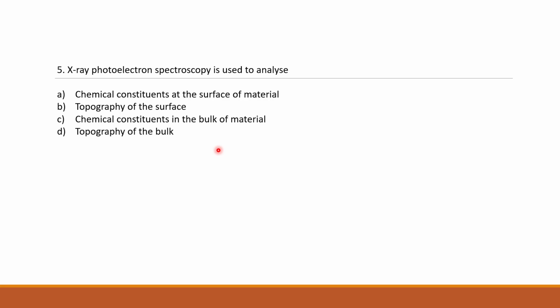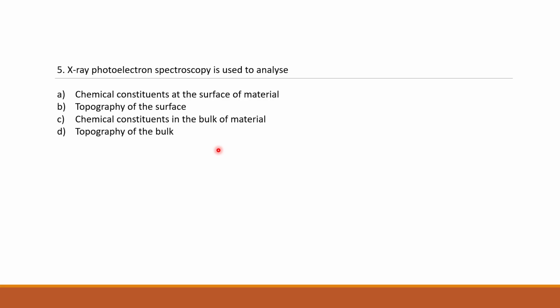Okay, next question. X-ray photoelectron spectroscopy is used to analyze what? A. Chemical constituents at the surface of the material. B. Topography of the surface. C. Chemical constituents in the bulk material. Or D. Topography of the bulk. What could be the answer for this?